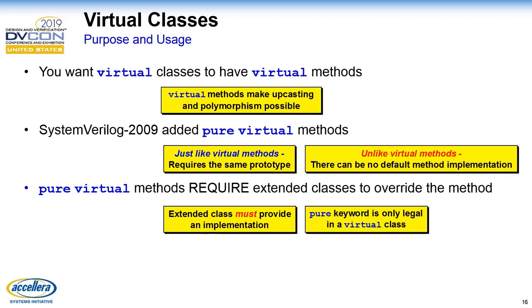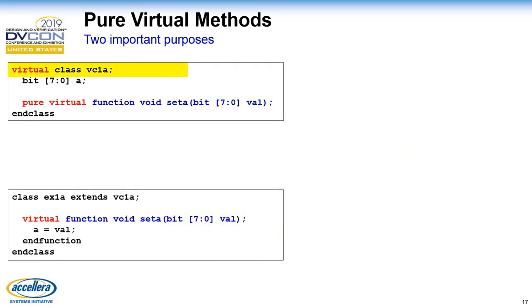The pure keyword is only legal inside of virtual classes. You don't use the pure keyword inside of a non-virtual class. So let's look at a little example here. We've got a virtual class, and inside this virtual class, we've declared a pure virtual set A method.